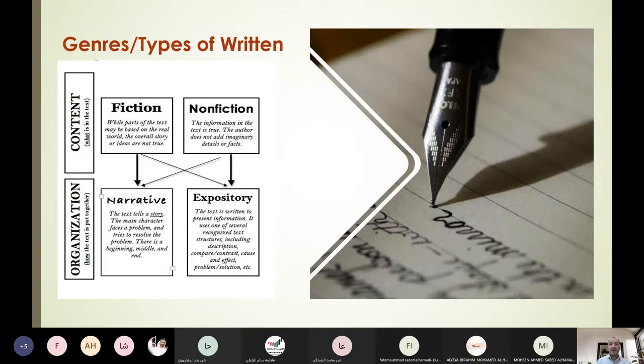Well, what are writing genres? Types of written texts. There are fiction and non-fiction writing. Fiction is mainly narrative writing. When you write a story or a novel, this is called fiction. And expository is writing for information or reporting something. What is expository writing? The text is written to present information. It uses one of several recognized text structures, including description, compare and contrast, cause and effect, problem and solution, opinion, and so on.